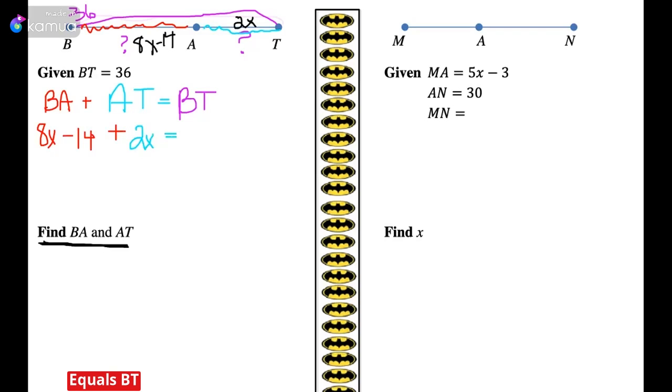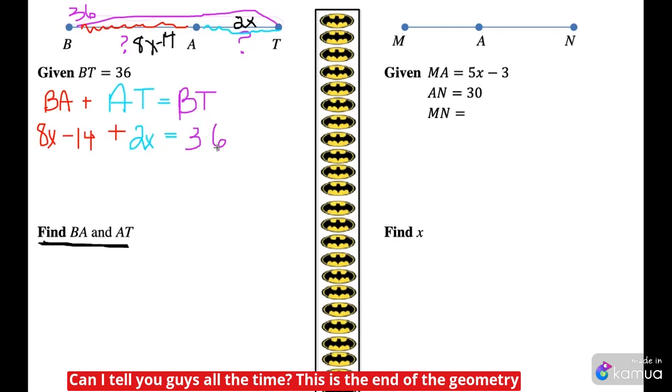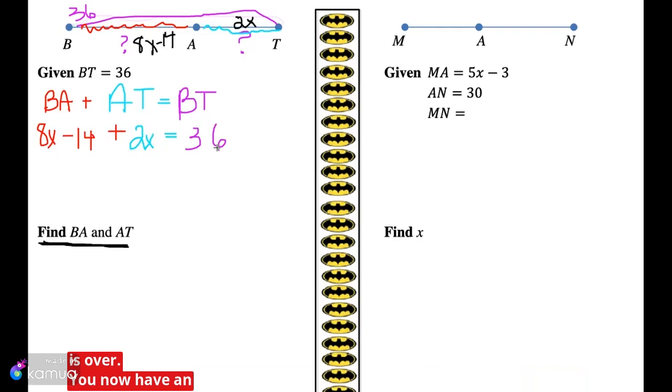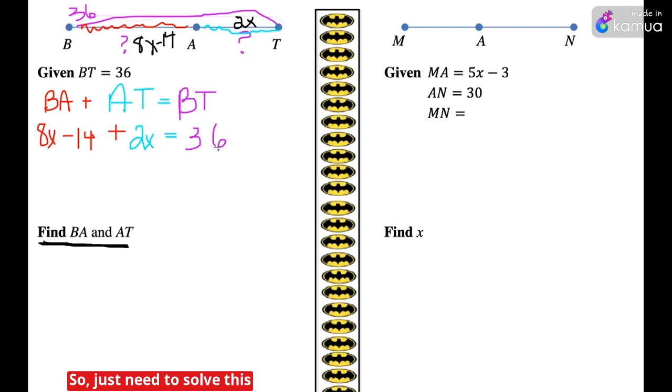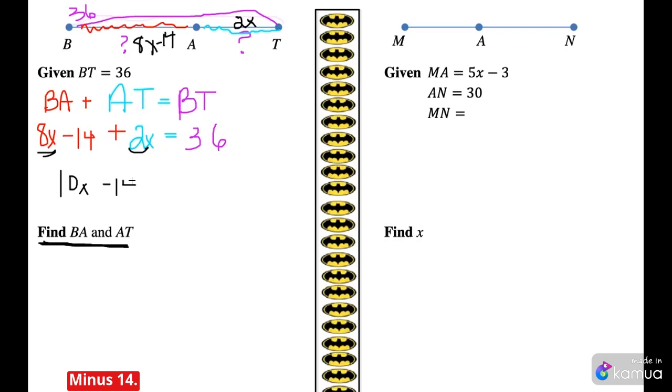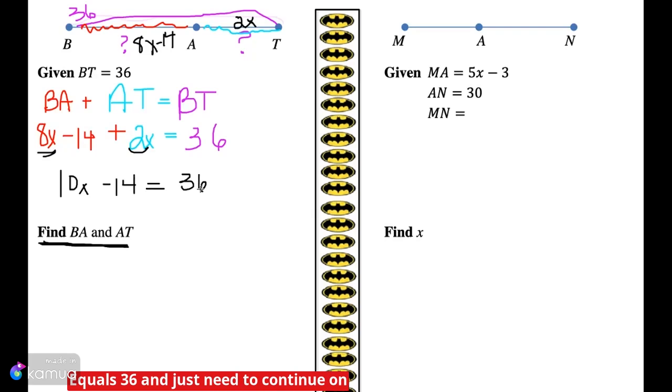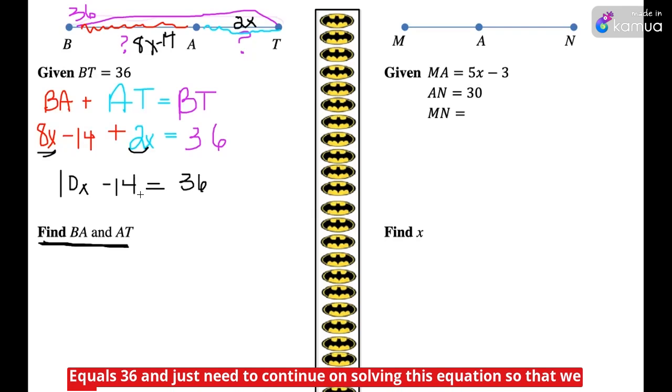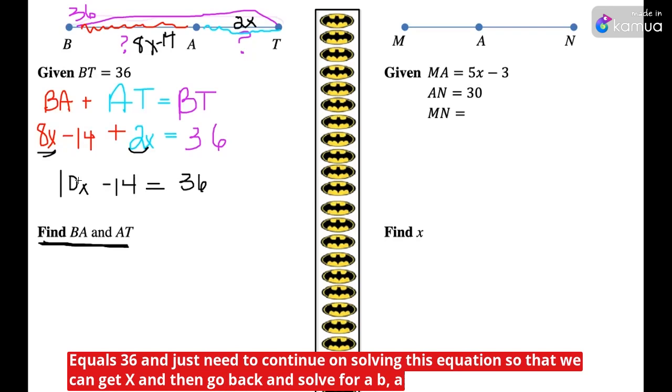equals BT 36. And I tell you guys all the time, this is the end of the geometry. The geometry is over. You now have an algebraic equation you need to solve. Okay, so you just need to solve this using basic procedure. Let's go ahead and combine like terms. 8x and 2x gives us 10x minus 14 equals 36. Okay. And we just need to continue on solving this equation so that we can get x and then go back and solve for BA and AT.